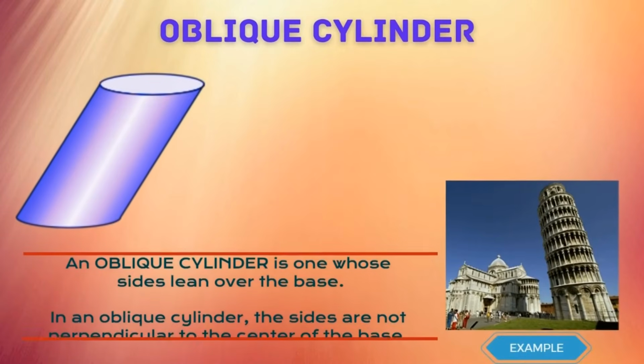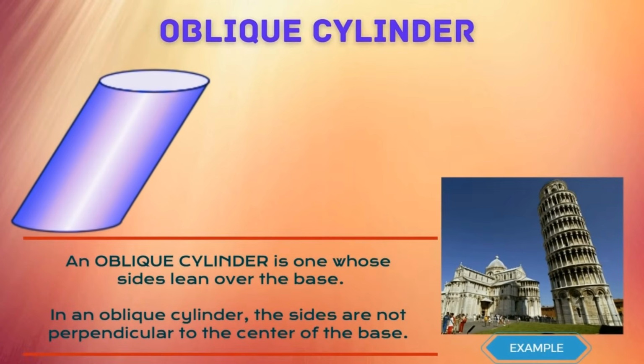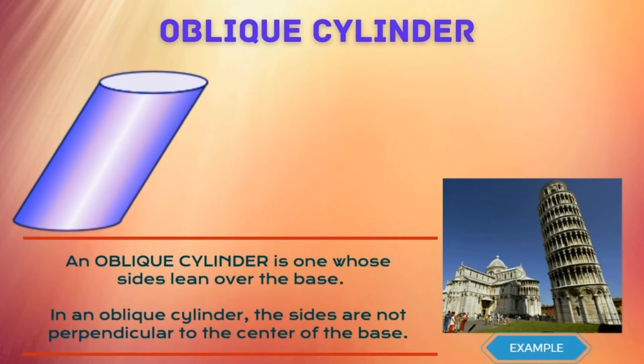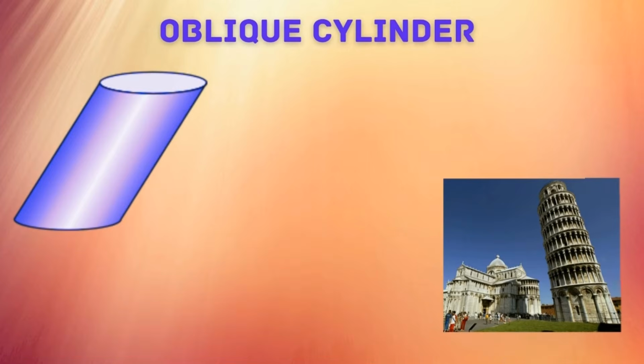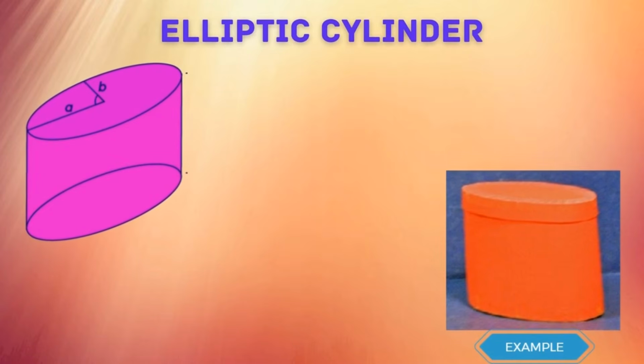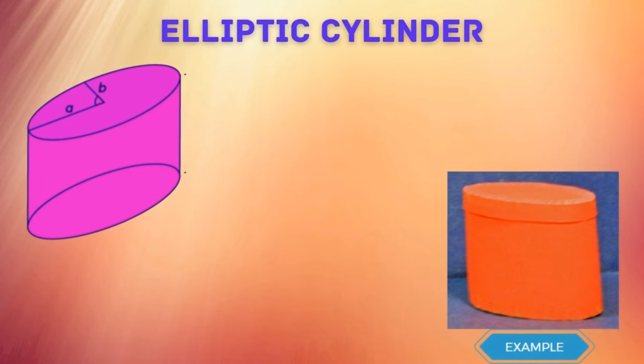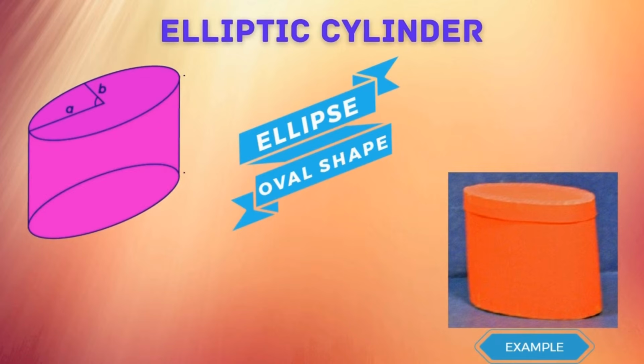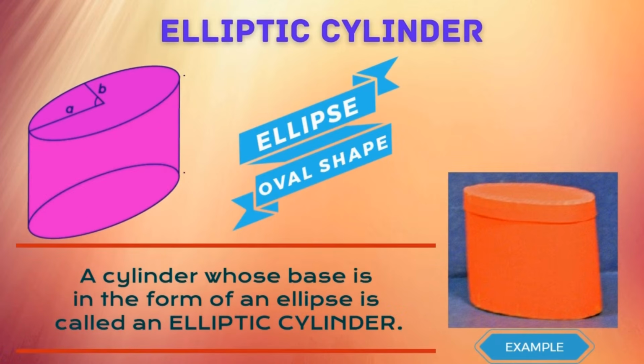An oblique cylinder is one whose sides lean over the base. In an oblique cylinder, the sides are not perpendicular to the center of the base. Before we understand the elliptic cylinder, let's know the meaning of the word ellipse. The word ellipse means regular oval shape. A cylinder whose base is in the form of an ellipse is called an elliptic cylinder.